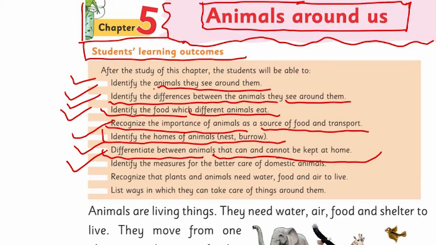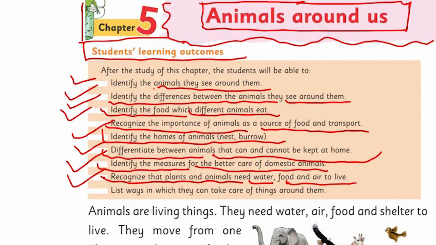And the next SLO is identify measures for the better care of domestic animals. The next SLO is to recognize that plants and animals need water, food and air to live. And the next one is list ways in which they can take care of things around them. So, my dear students, I am going to show you some of the animals. Click on the first SLO, to identify the animals they see around them.